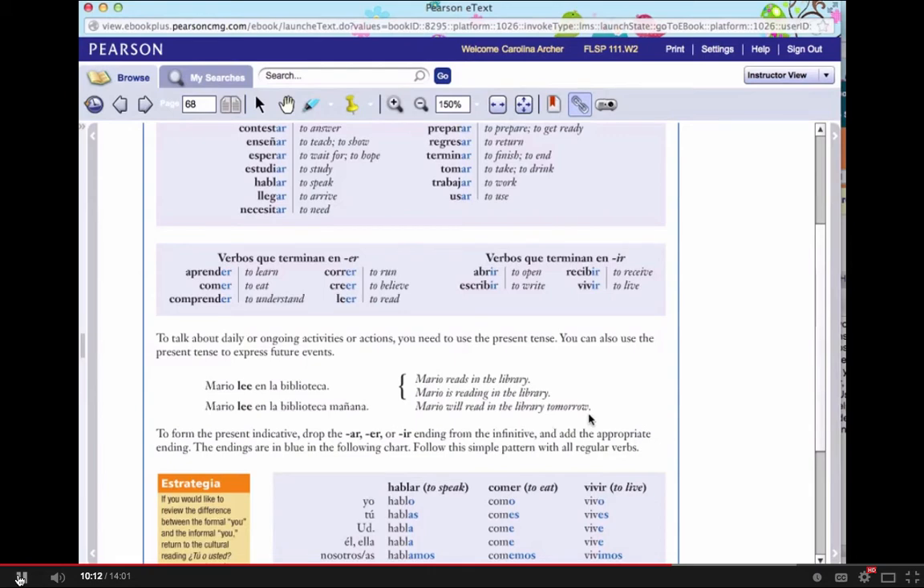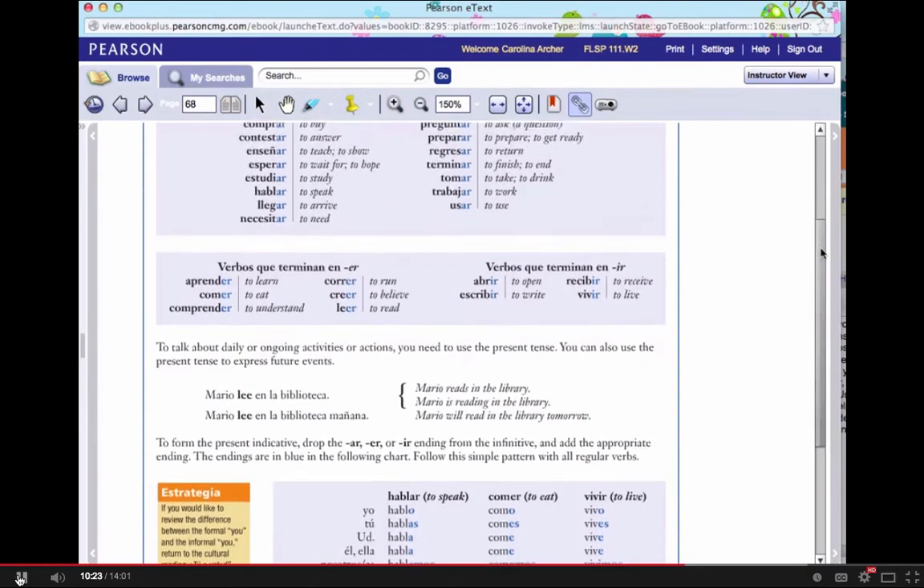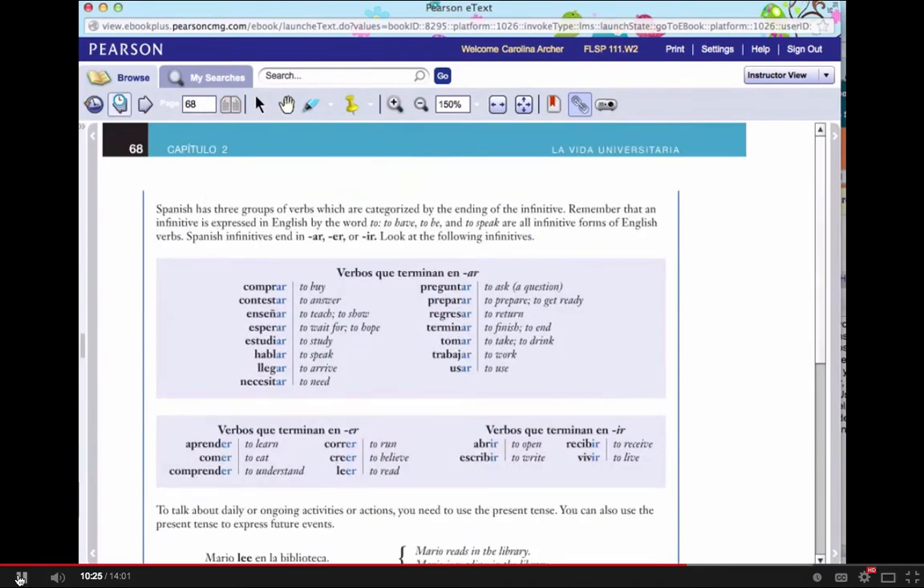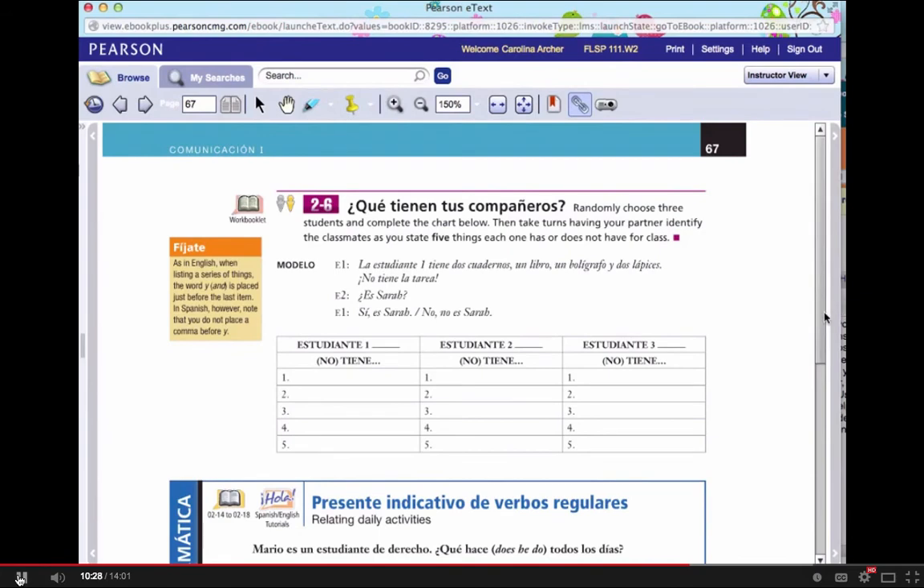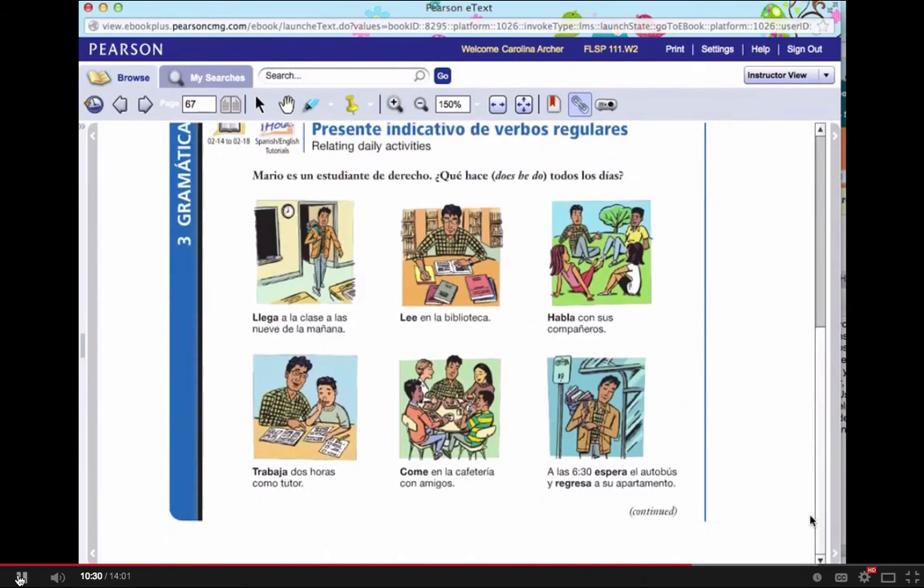Okay? Or we can talk about, for example, the bus arrives tomorrow at 10. El autobús llega mañana a las 10. Okay? Sometimes we use the present indicative to talk about the future. Okay, so let's go back here. So here is Mario. Mario es un estudiante de Derecho.